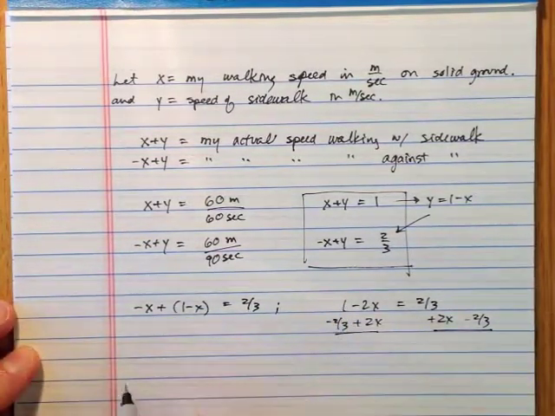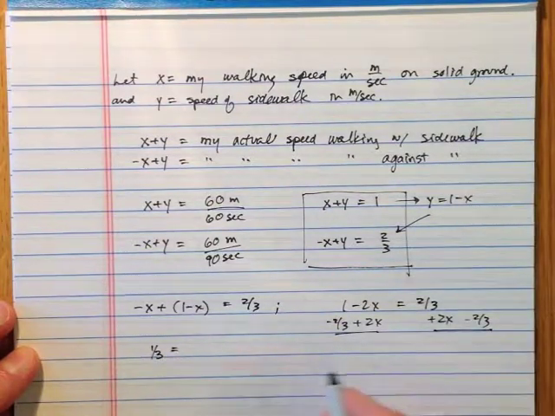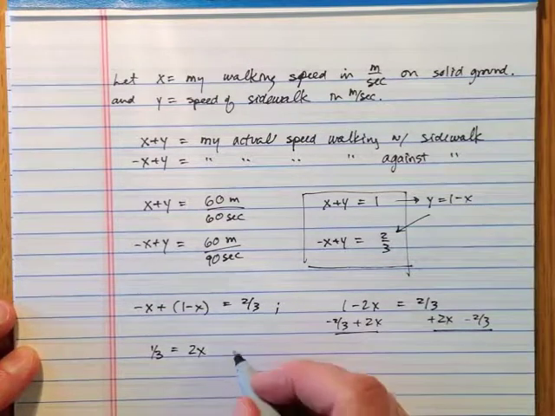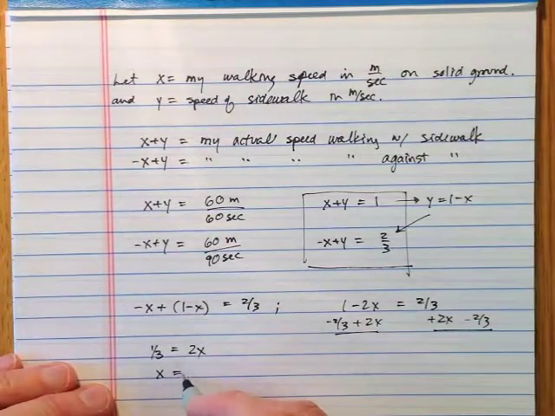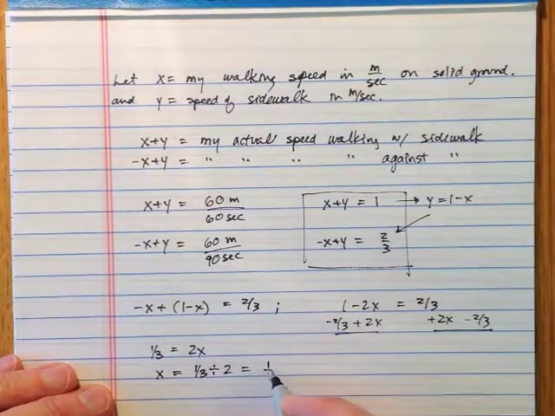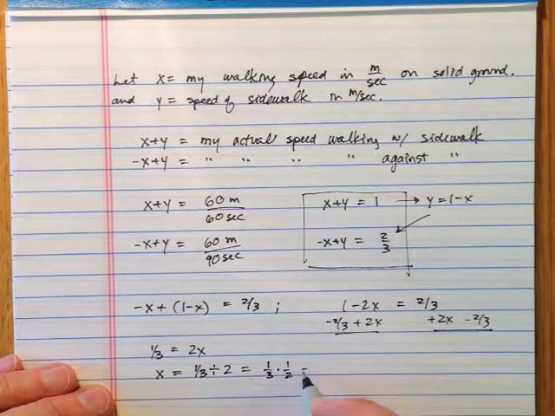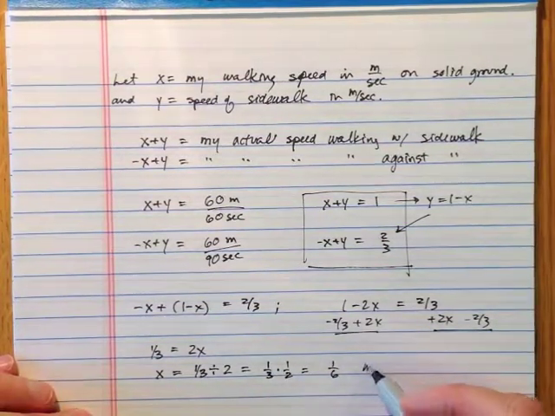So 1 minus 2/3 is 1/3. 1/3 equals 2x. So x must be 1/3 divided by 2. Quick, what's 1/3 divided by 2? It's 1/3 times 1/2. It's 1/6. That's meters per second.